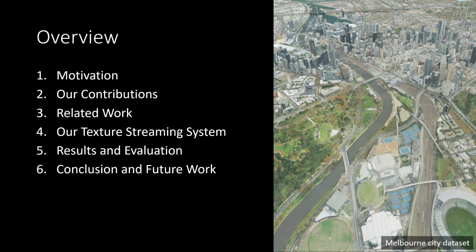I will start with the motivation and challenges for rendering large 3D cities and present our new contributions for it. Then review some related works and show how we improved on them. Next, I will cover the components of our texture streaming system, show its results, and evaluate its streaming performance and rendering quality. Finally, I will end with the conclusion and future work.